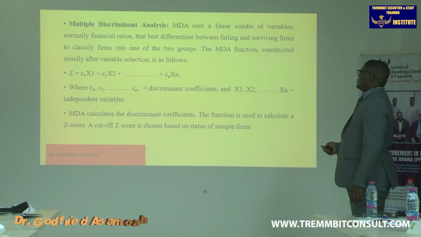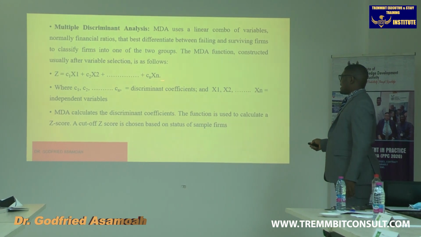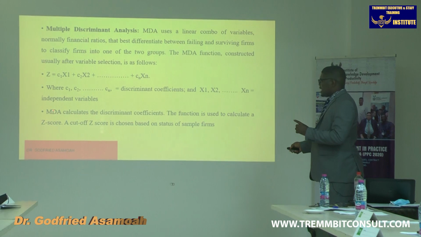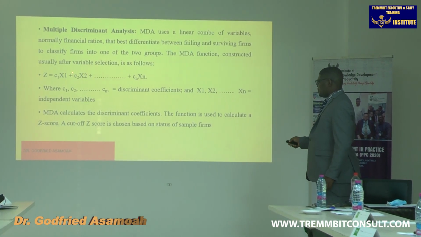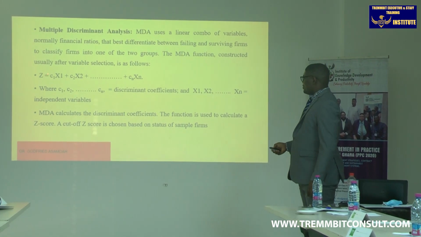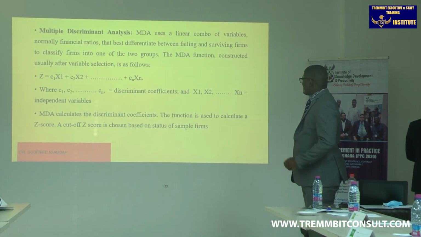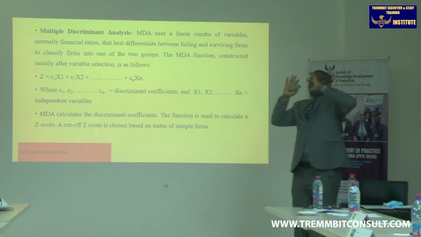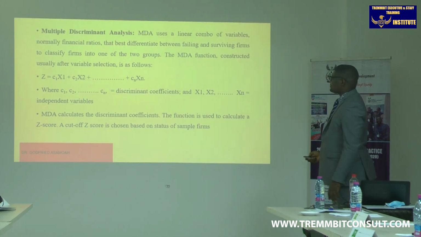So basically, you have to develop an MDA function which is defined as this, where Z is the Z-score, and then you have a set of independent discriminant variables that you are going to use to predict that Z-score based on the coefficients. And these are powerful, you compute them statistically. And then once you're able to do that and get your Z-score, you have to have a cutoff point, and that is what is going to be used to make your decision.